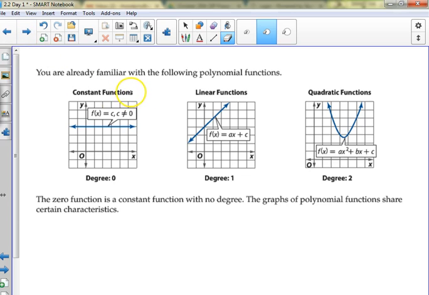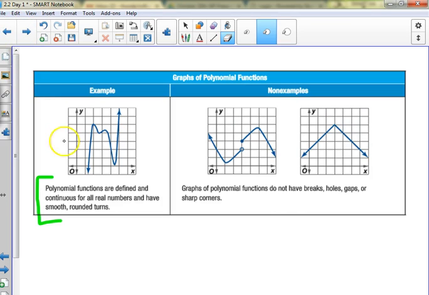You're familiar with the following polynomial functions: the constant, the linear function, the quadratic function. We're all good. So this is degree 1 and this is degree 2. Everybody okay with that? The exponent power on any quadratic, the highest is a 2.